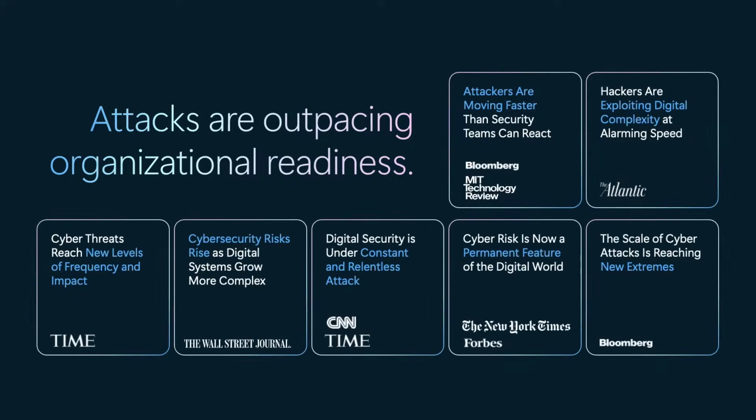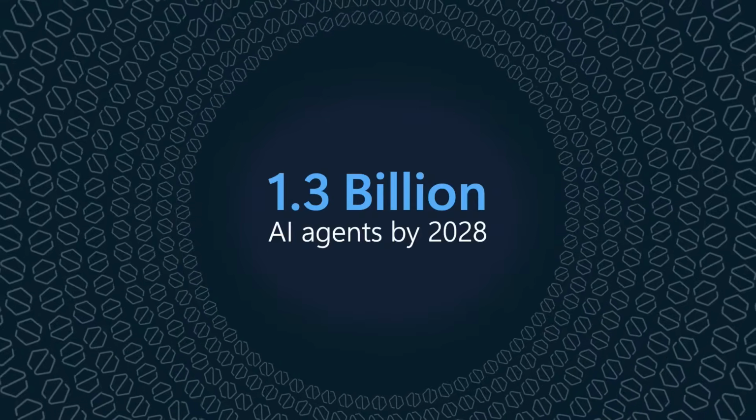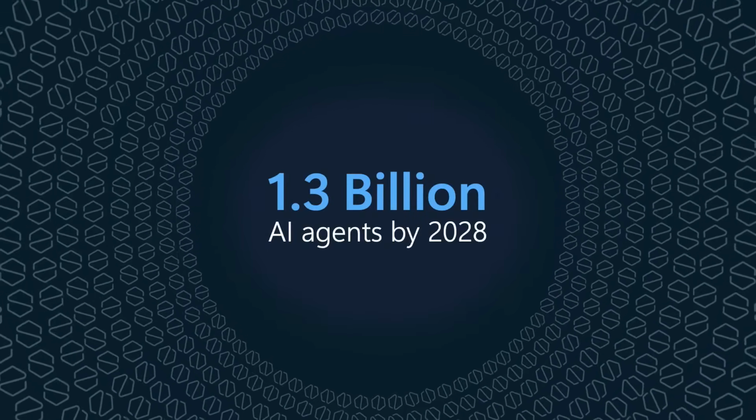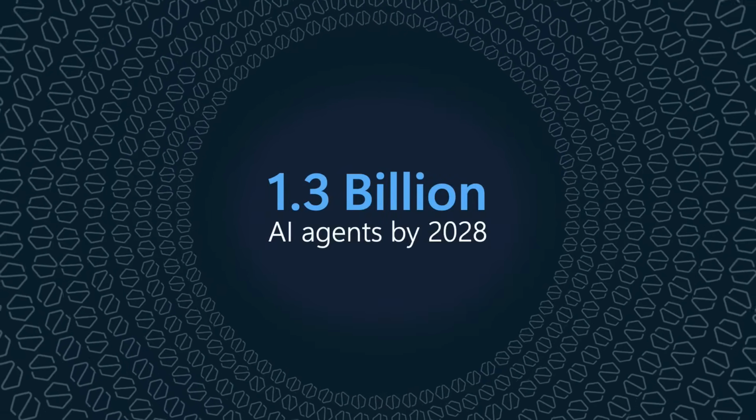These news headlines are jarring in nature. Attackers are moving faster than security teams can react. Hackers are exploiting digital complexity at alarming speed. Cyber threats reach new levels of frequency and impact. And it's all because agents are operating at machine speed. This means that as human attackers have started to adopt AI as an attack surface, an attack mechanism, it means that we have to protect at machine speed as well. IDC research estimates that 1.3 billion AI agents will be at work by 2028. And it's no surprise to any of us that that brings a new cybersecurity challenge that we've never faced before.